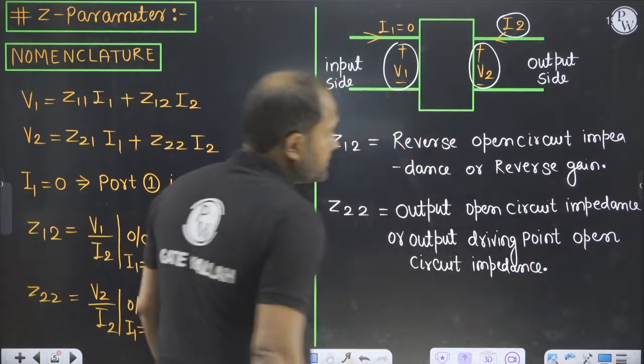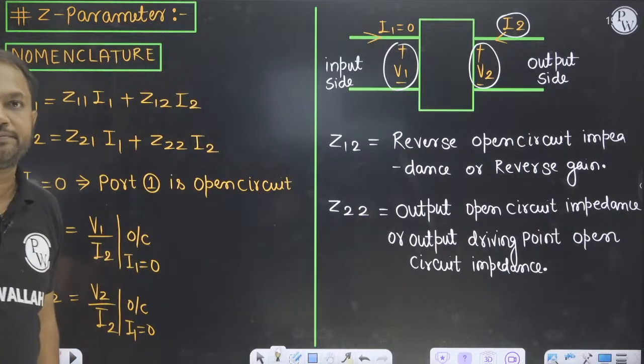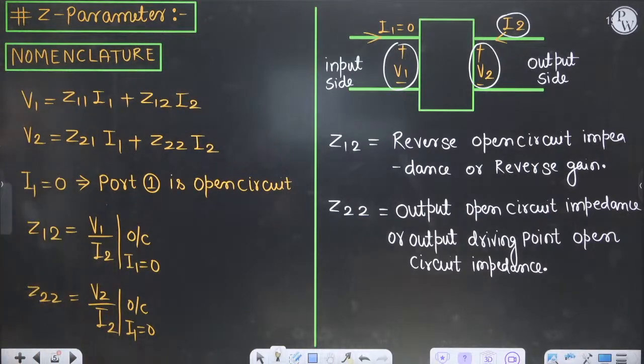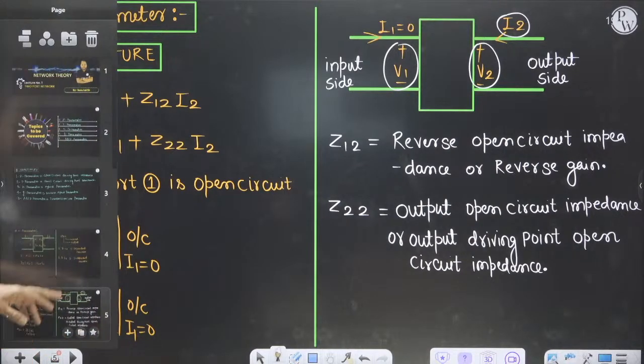Okay, so this is the point. So first point is Z12, what is Z12? Second point is what is Z22. So you have to understand the real meaning of Z12 and Z22, then you can derive the formula of anything. So you have to understand the meaning of Z12 and Z22.